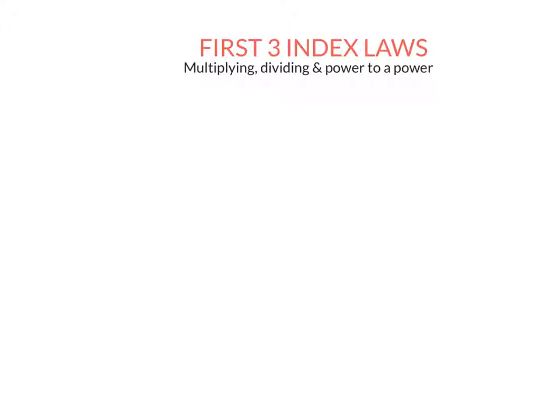Thank you so much for tuning into this video in which we will go through 3 index laws: multiplying, dividing, and raising a power to a power. So let's say we have something like this: x to the power of 5 times by x to the power of 3. So you know that raising something to the power of 5 means you multiply it by itself 5 times. And of course, x to the power of 3 means x times by itself 3 times.